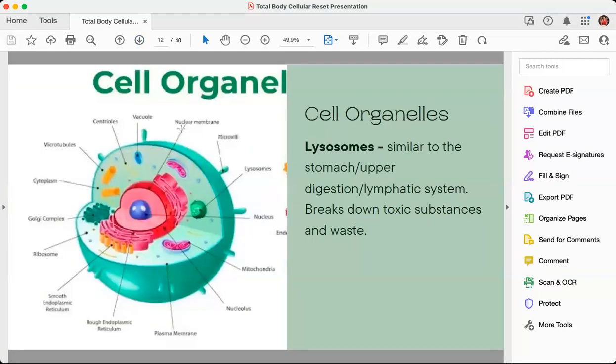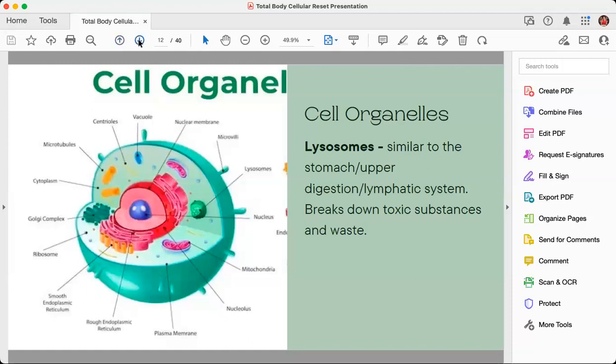Then there's the lysosomes. And the lysosomes are the green circles that are inside of this picture that are also next to the endoplasmic reticulum and the nucleus. And they're similar to the stomach, the upper digestive and lymphatic system. They break down toxic substances and waste, and they have enzymes in them. So they basically break down all those particles so that they can be transported out of the cell and keep the cell clean.